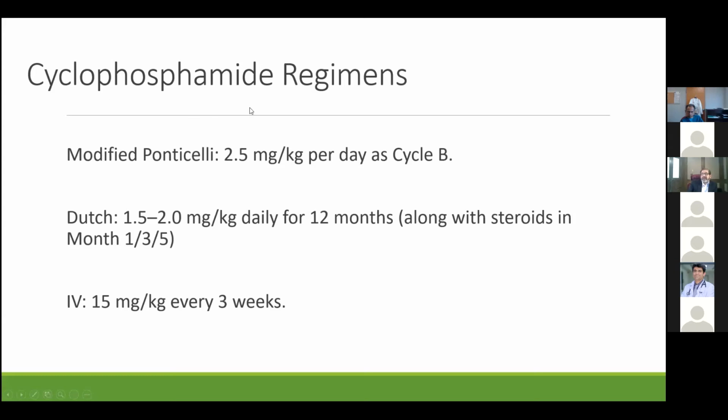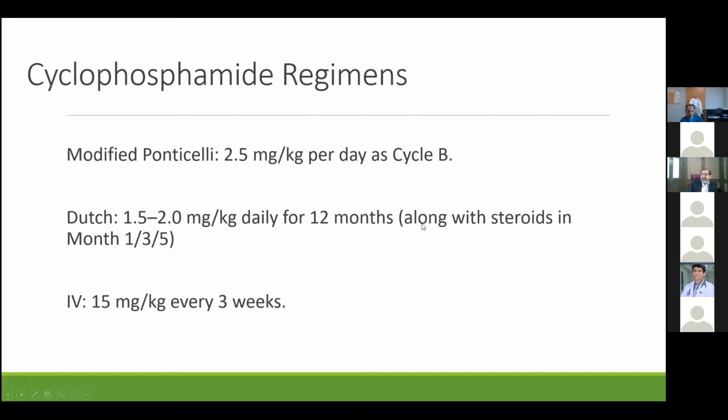So how is cyclophosphamide used in treating membranous? We use the modified Ponticelli regimen, which doses 2.5 mg per kg, but obviously adjusted for white cell count. There's a Dutch protocol where you use 1.5 to 2 mg per kg daily for 12 months, along with steroids in months 1, 3, and 5, a la Ponticelli. So you use the steroid, but you use the cyclophosphamide at a slightly lower dose for a slightly longer period of time.